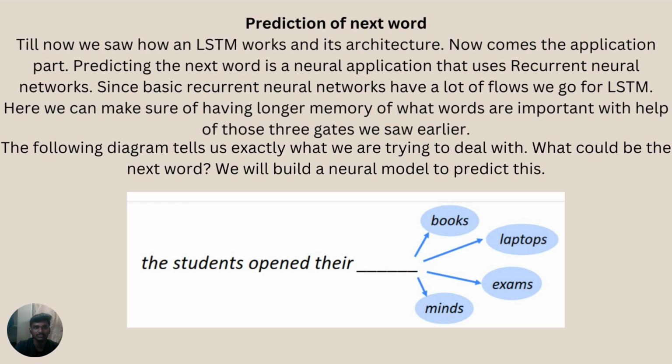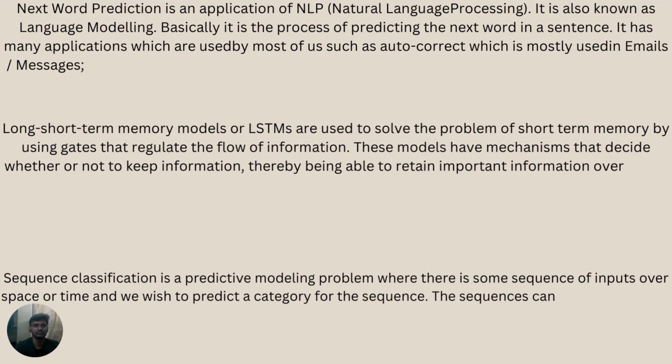What could be the next word? We will build a neural model to predict this. Suppose we type "the students open their"; the example could be books or laptops or exams or minds. These are all the predictive words which will come next. The students open their exams, the students open their laptops, or the students open their minds, or the students open their books. Anything can come. These are all the predictive words. This is all we are going to do.